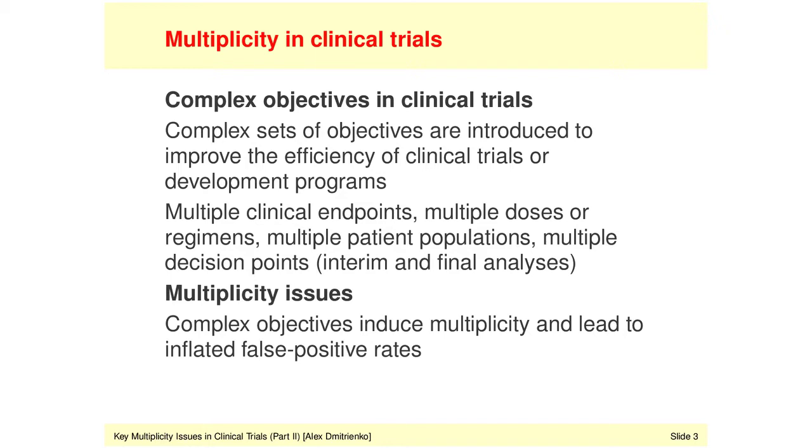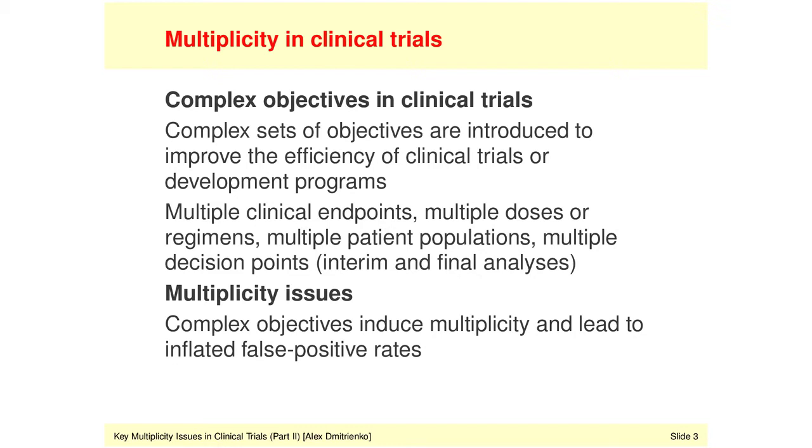Complex sets of objectives are introduced to improve the efficiency of clinical trials or entire development programs, and it's very common to come across phase 3 trials that rely on combinations of clinical objectives based on the analysis of multiple clinical endpoints, multiple doses or regimens of experimental treatments, multiple patient populations, and increasingly multiple decision points, which includes interim and final analyses. Evaluation of these multivariate objectives gives rise to increasingly more complex multiplicity problems and leads to inflated false positive rates.